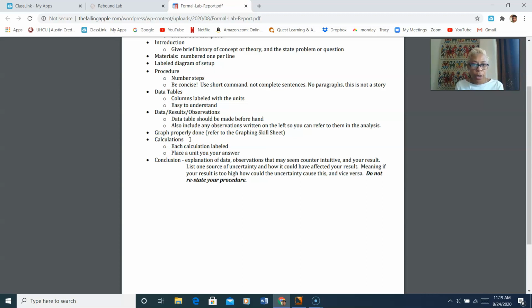Calculation section. In your calculation section is the work to get the line. So your point slope equation and all the work, all the steps. The answer is the final equation.